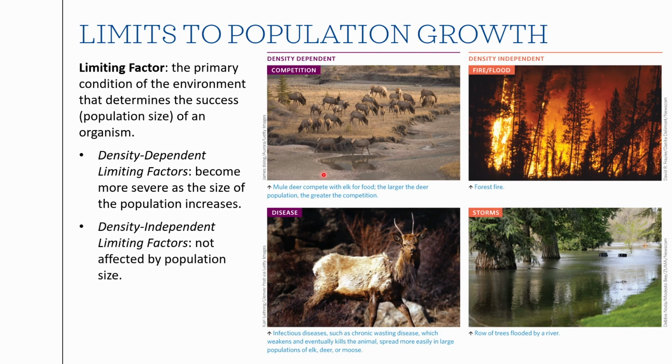Now, density-independent limiting factors are not really affected by population size. So a forest fire is going to affect a small forest or a large forest. It really is kind of indiscriminate. Storms, hurricanes, etc., floods will affect large areas, large population densities, and small population densities. So it kind of has a uniform effect on all populations, despite what their size is.